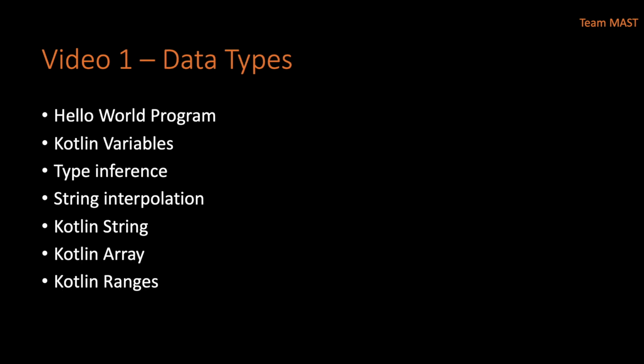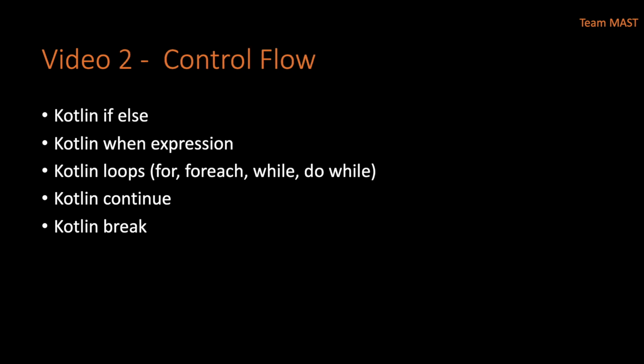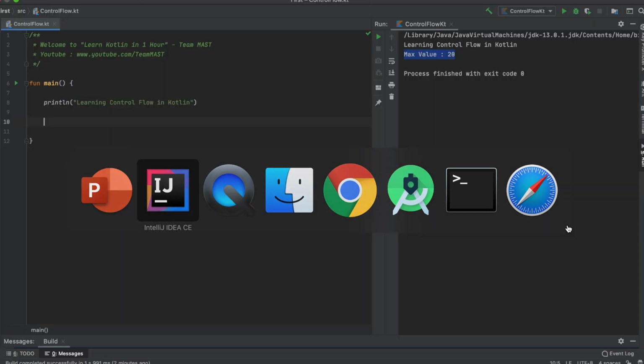In the previous video we saw a whole bunch of things about string interpolation, type inference, different data types in Kotlin, string, arrays, and Kotlin ranges. So we're gonna use all that information in this video on control flow. Let's go ahead and jump into the code right away.